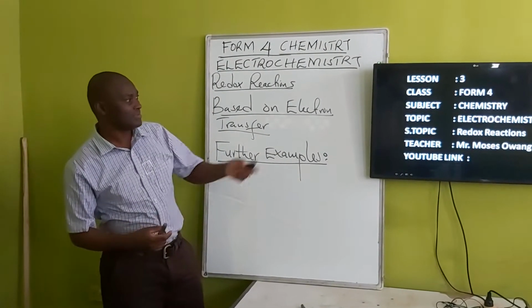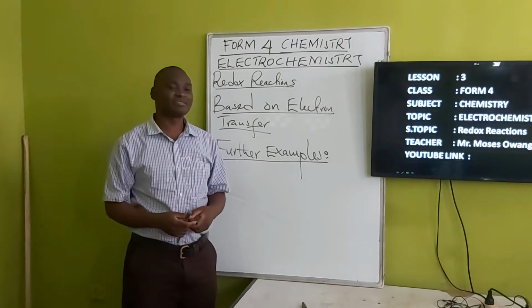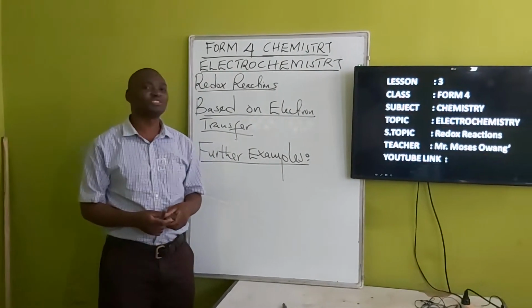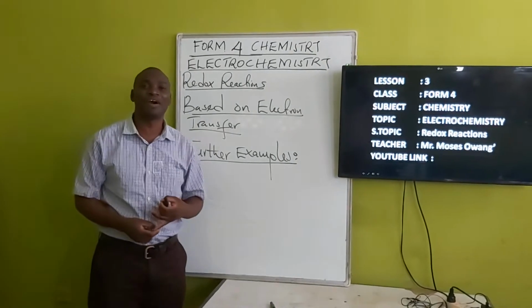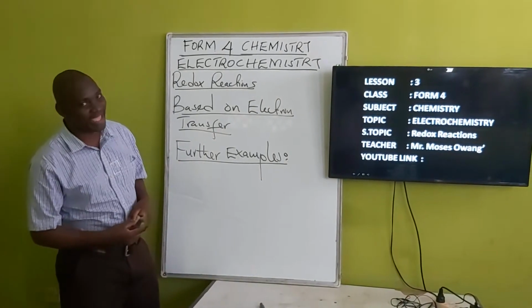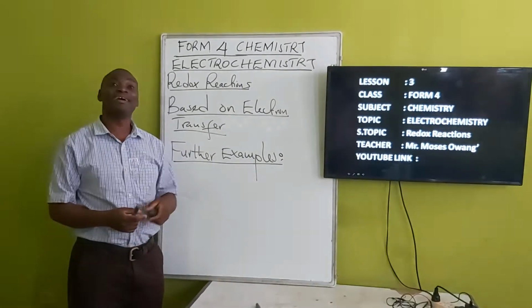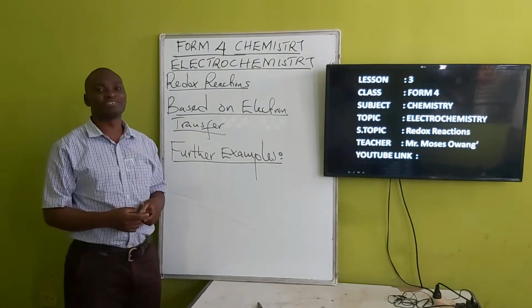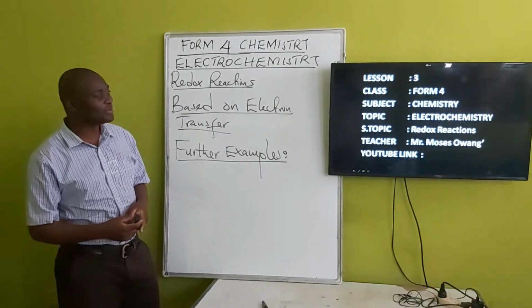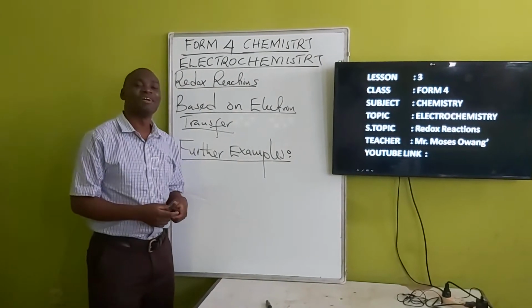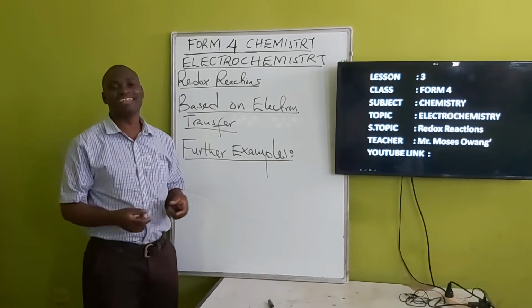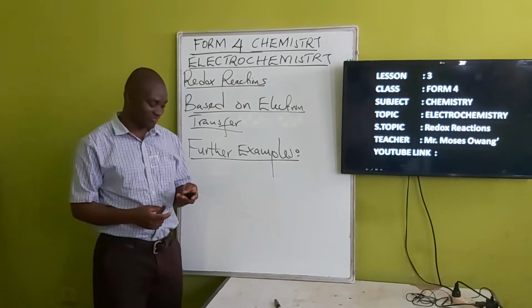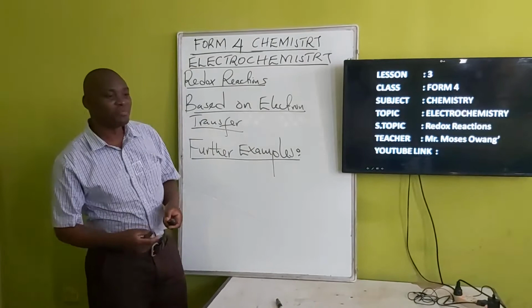Last time we looked at redox reactions, but our discussion was based on oxygen transfer. Then we went ahead and also looked at redox reactions based on electron transfer. We did two examples, and we were in the process of looking at the third example, which is the last one, before we stop. So let us pick it from there and move on.